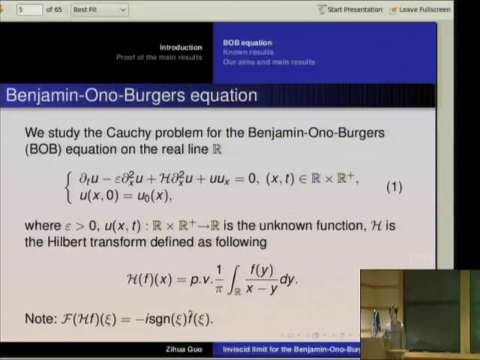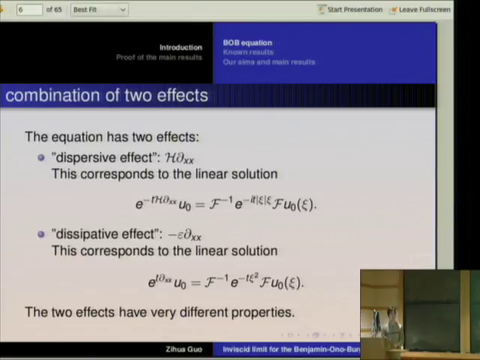So this equation has two effects. The first effect is the dispersive effect. It's given by this second order derivative, and if you write this linear equation with this operator, then you can see. And the other effect is the dissipative effect. It's given by this heat kernel. The dispersive effect is that the H^s norm of the linear solution is preserved, but with decay. And the dissipative effect is that both the H^s norm and the solution itself will decay. So this behaves very differently.